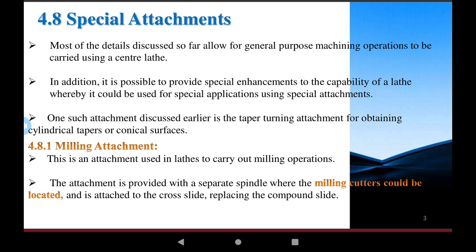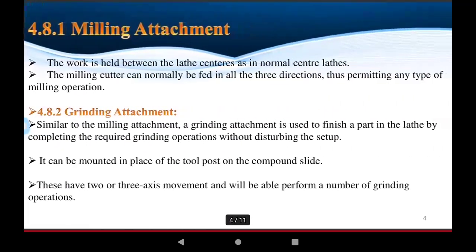In the forward motion is the cutting of the material, and backward is the return. The milling attachment is used in some milling operations. The work is held between the lathe centers on a normal center lathe machine.